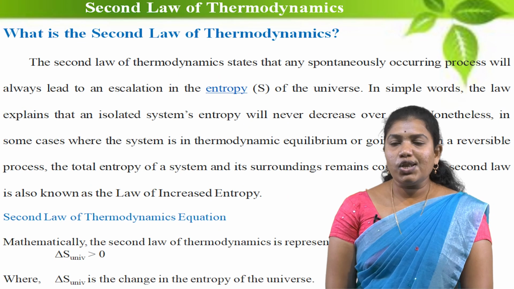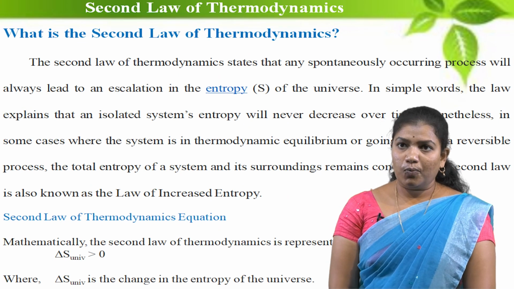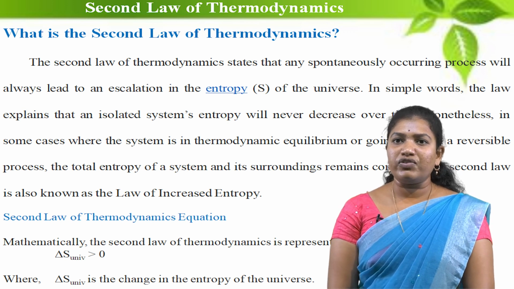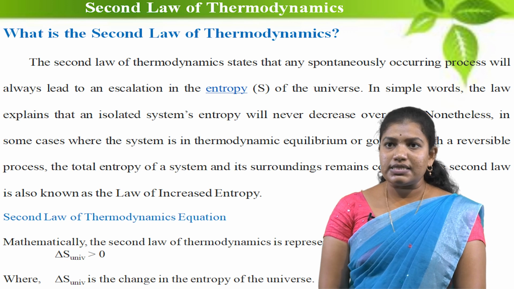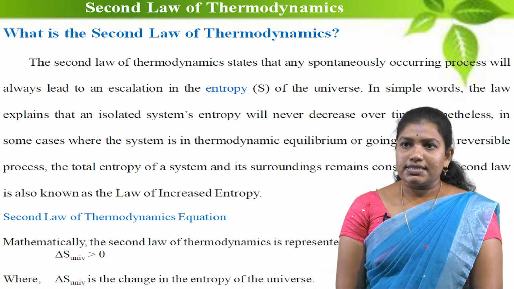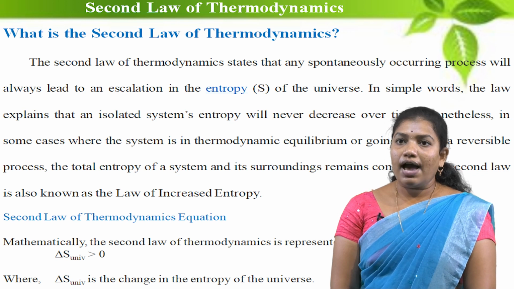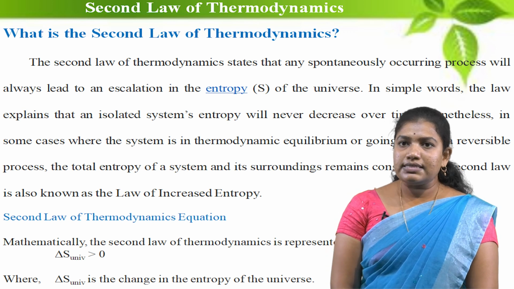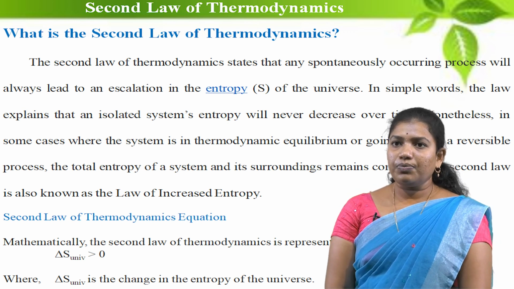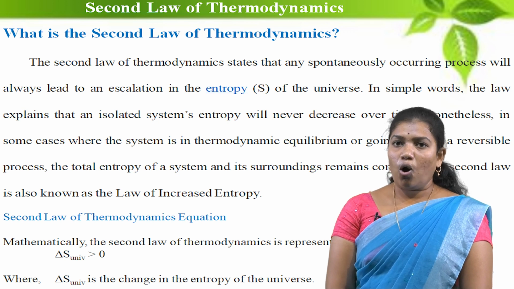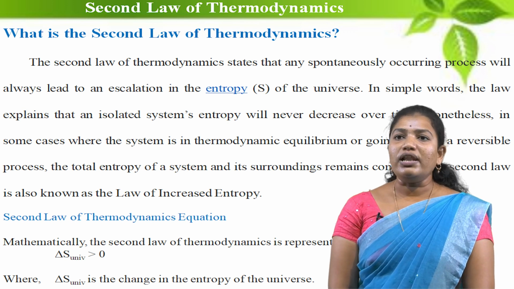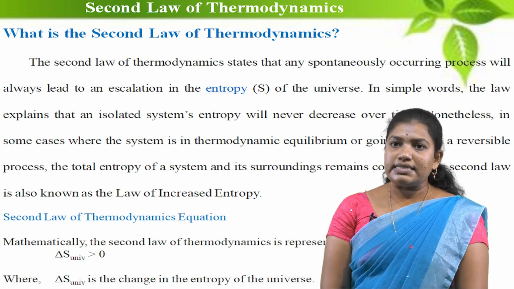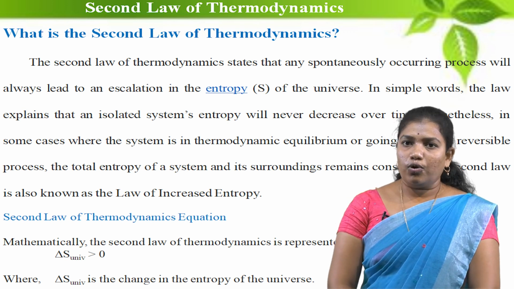Next, the second law of thermodynamics. What is the second law of thermodynamics? The second law states that any spontaneous process will always lead to an increase in the entropy S of the universe. In simple words, the law explains that the entropy of an isolated system will never decrease over time, except in cases where the system is in thermodynamic equilibrium or going through a reversible process. The total energy of a system and its surroundings remains constant. The second law is known as the law of increased entropy.